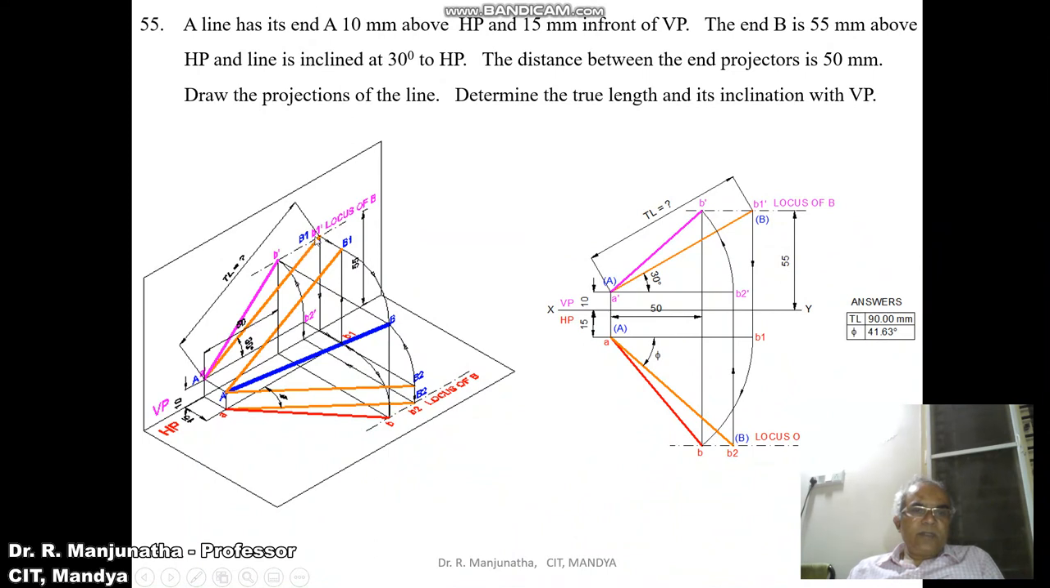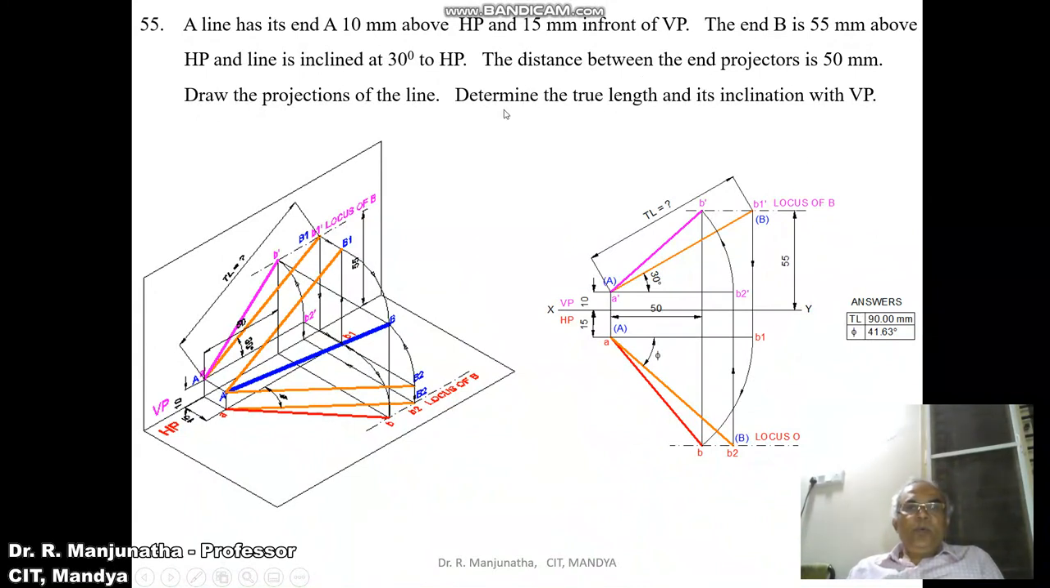Once you get the true length in the front view, now the distance between the end projectors is 50 mm. So here the distance between the end projectors, that means from the projector A, you measure a distance of 50 mm and draw a vertical line, vertical projector, so that it is going to cut the locus of B in the front view. So it becomes B dash. Then join A dash B dash with a dark line.